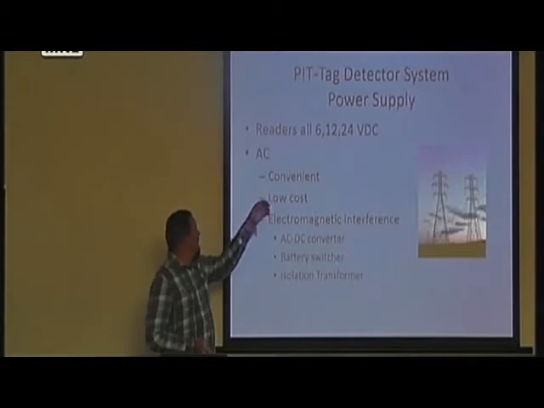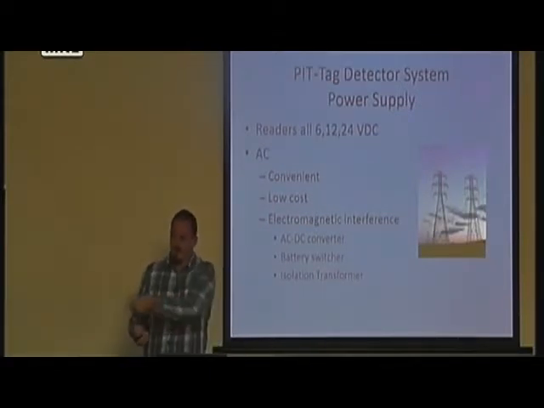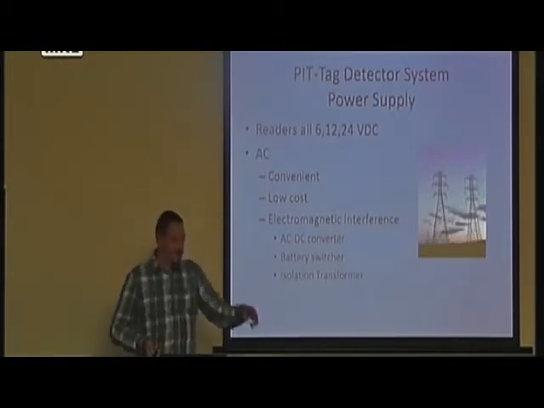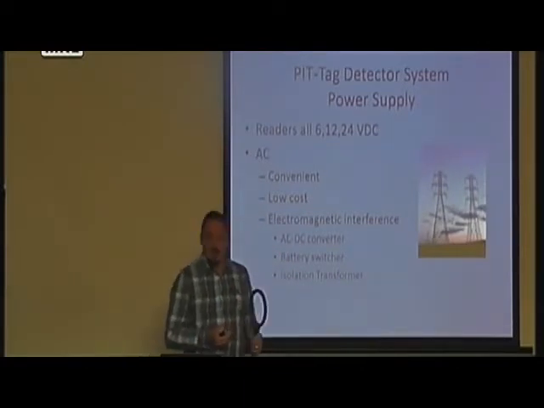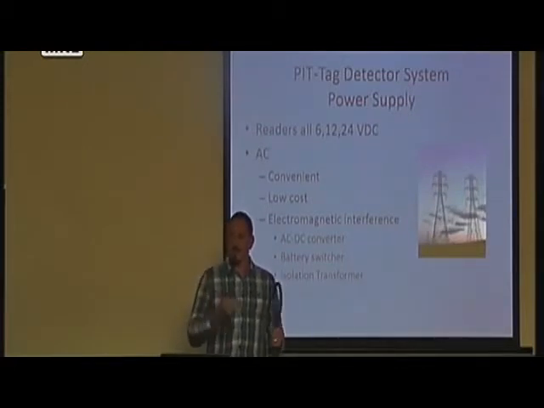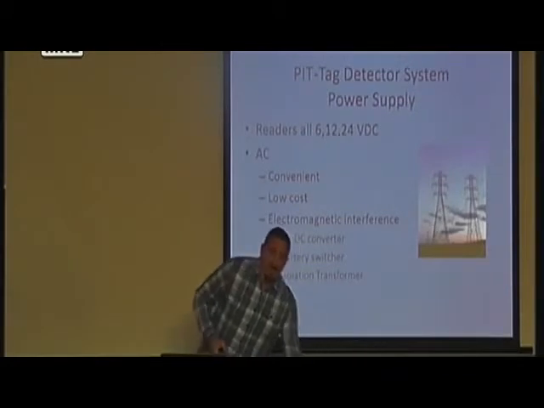Power from the grid, the AC power, is really convenient. It's a lower cost because you don't have to buy it. The plug is there. But it can cause interference in the magnetic field, because it's a pulsing current, and that pulsing causes interference with the frequency that we use for the tags. There are ways around it.